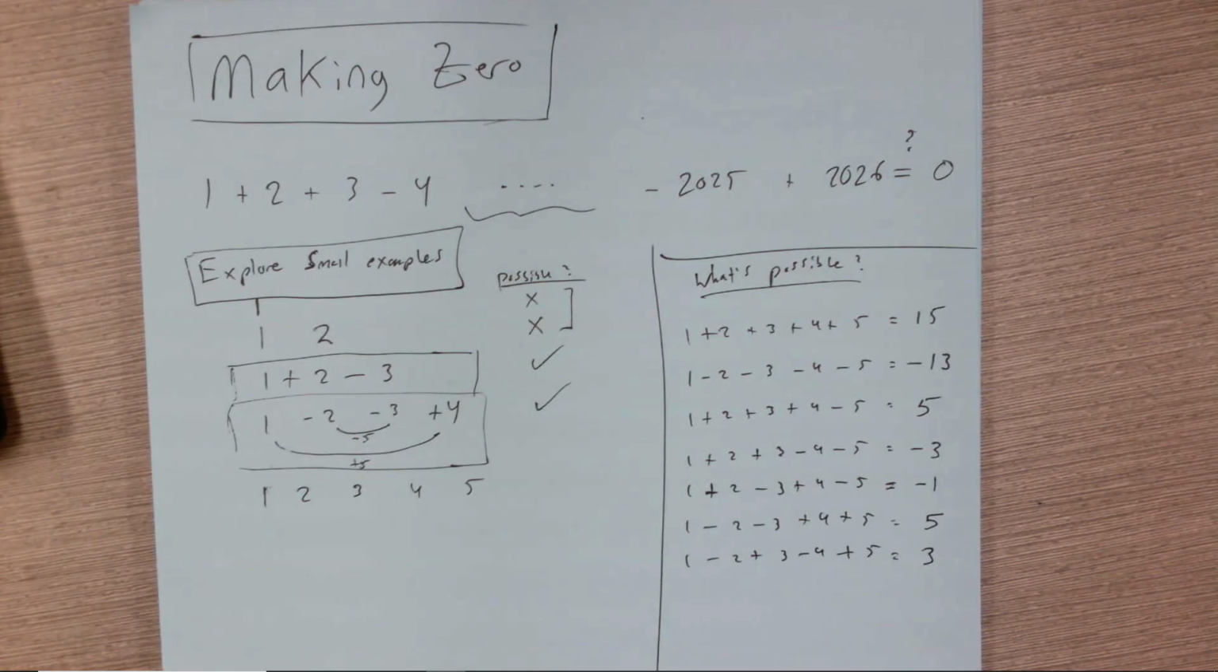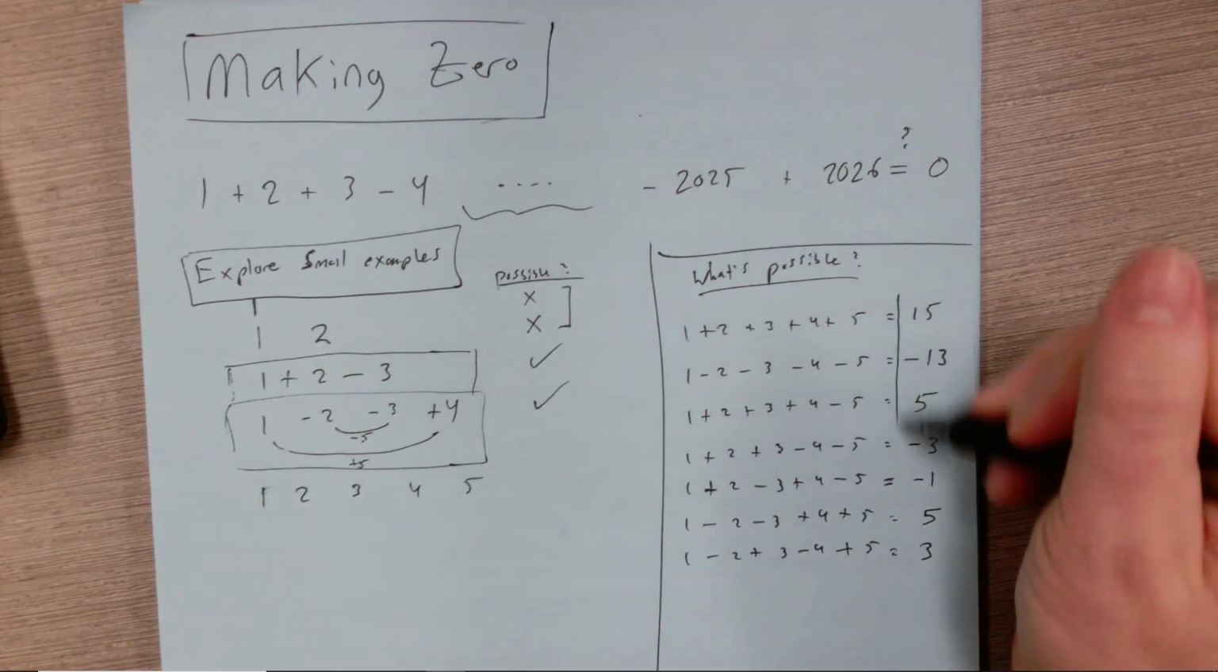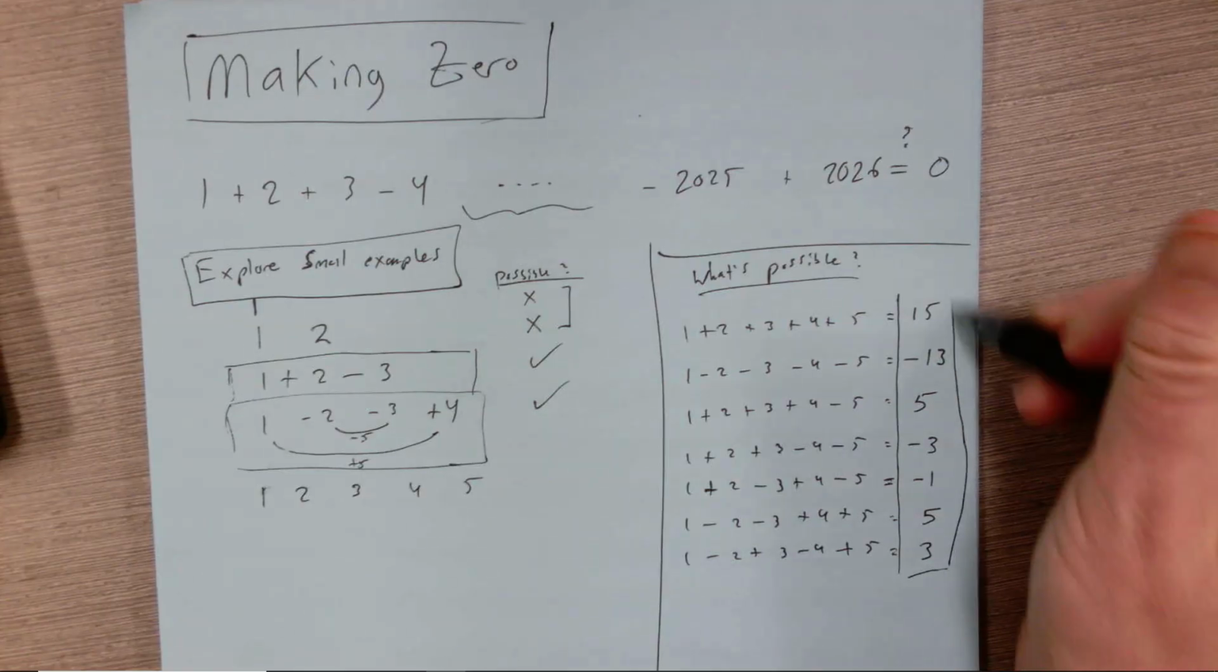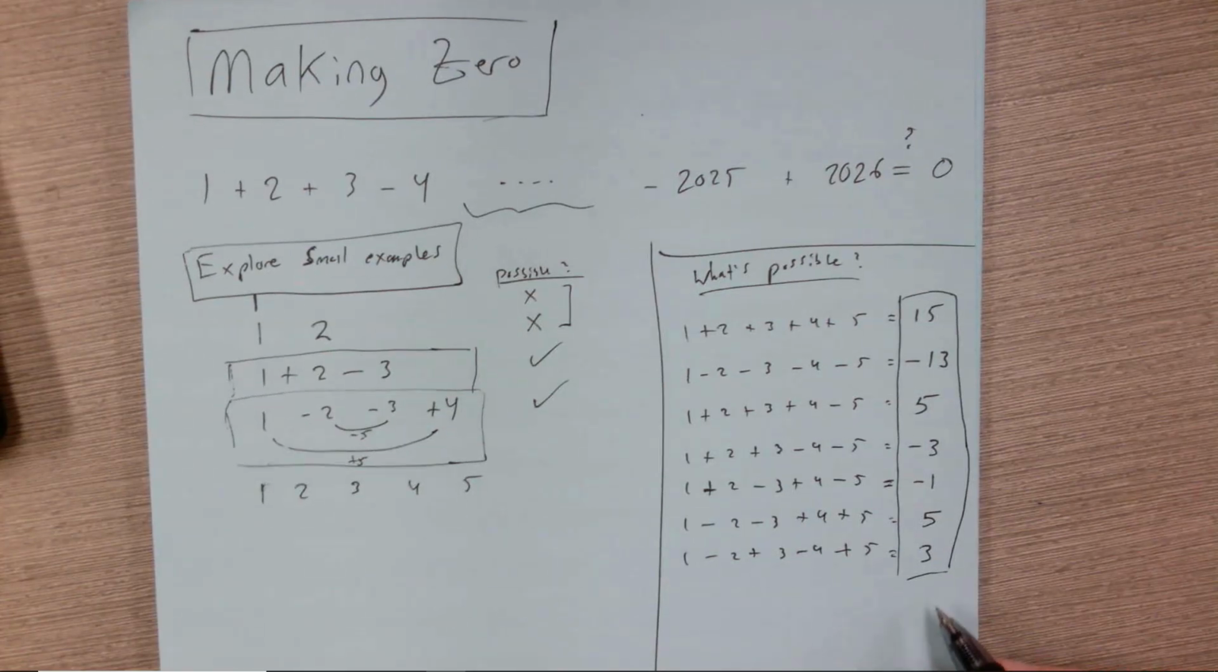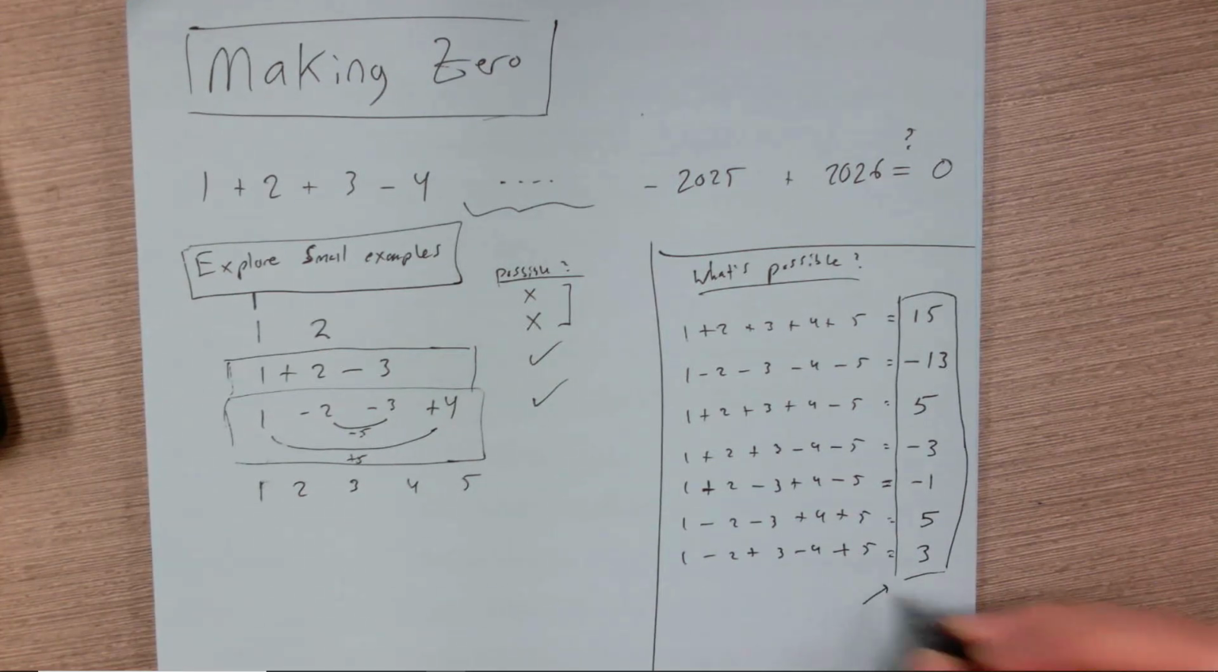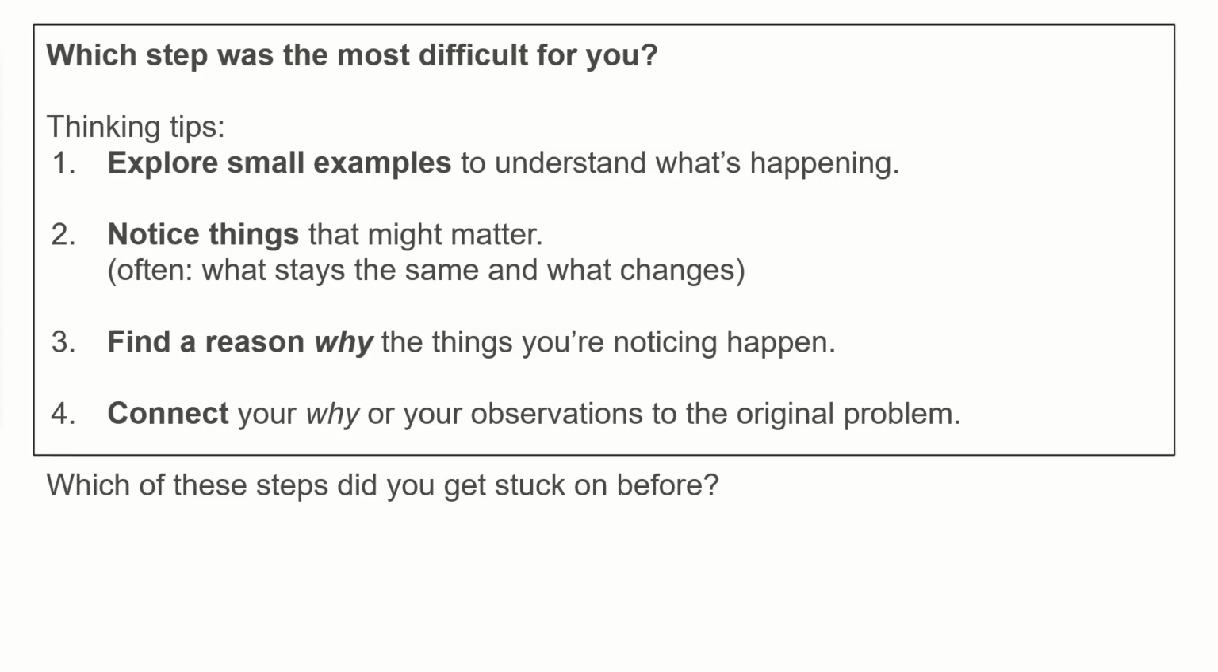Okay, so what are you noticing? Something that's immediately standing out to me is seemingly no matter what I do, I'm always getting odd sums. So let's go back for a second and look at these. I was exploring small examples to understand what's happening. Something I noticed right now was that when I have 1, 2, 3, 4, 5, it seems like no matter what I do, I'm getting an odd sum.